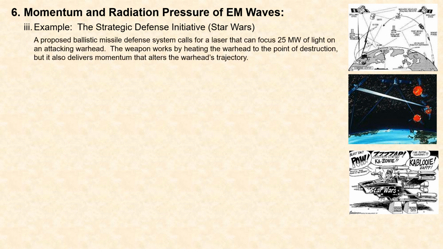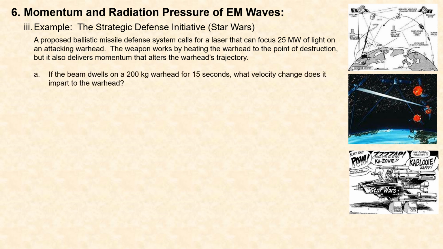So in this example here, we are told that this proposed ballistic missile defense system calls for a laser that can focus 25 megawatts of light on an attacking warhead. That in and of itself, the laser technology in the mid-1980s, would have been a huge stretch to accomplish. The weapon works by first heating the warhead to the point of destruction, but then it also delivers momentum that alters the warhead's trajectory.